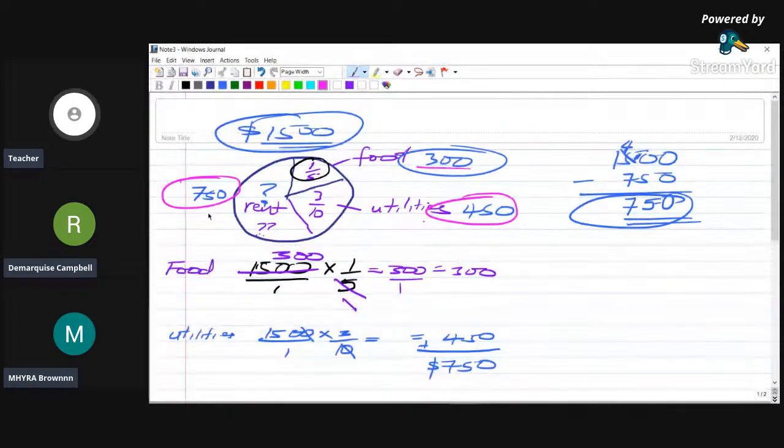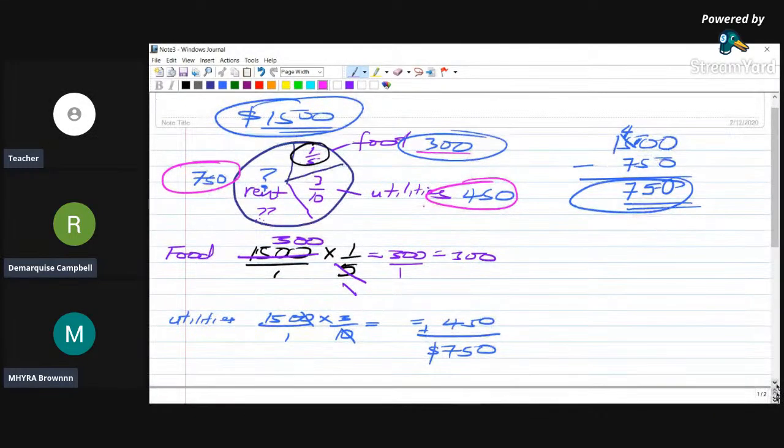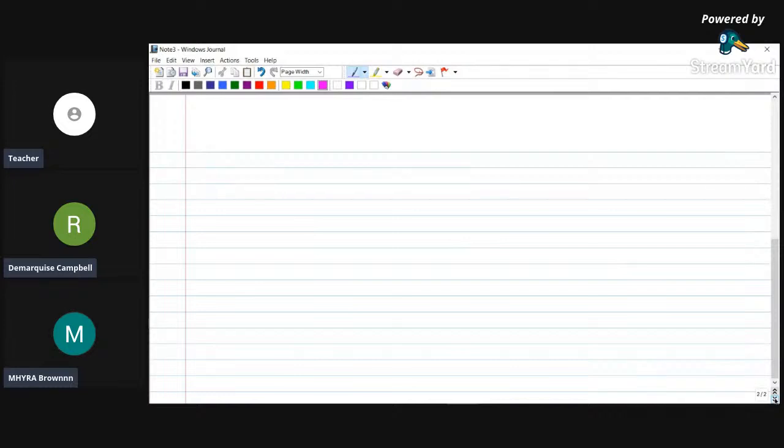I want you to look at it in another way as well. Let me get a new page here. All right. So we could look at it like this now. We know that he spent 1/5, true, and then he spent another 3/10.